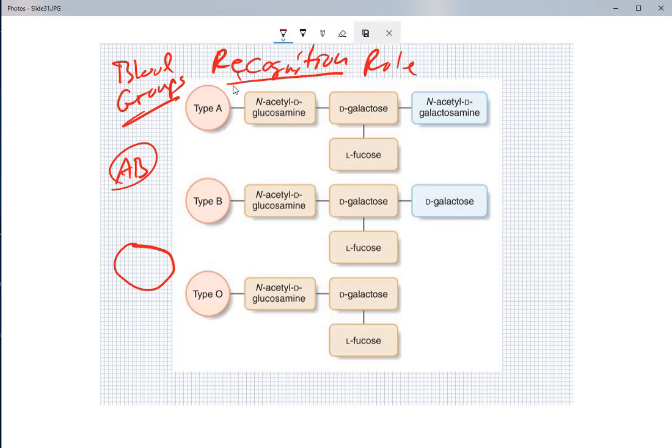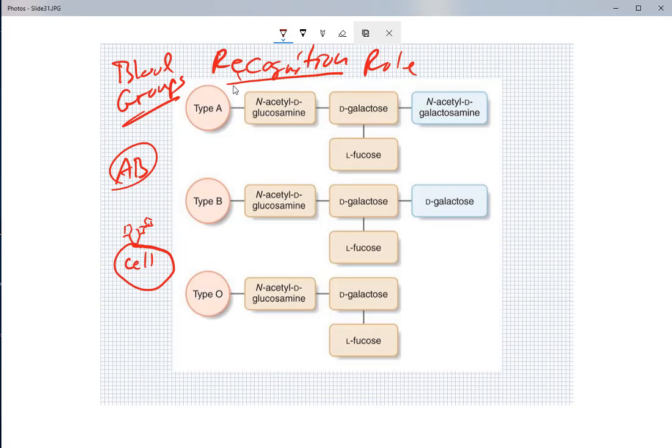So this is, say, a blood cell. There are polysaccharides that decorate the surface of the cell, and depending upon which polysaccharides are present, that's what blood group they belong to. So the organism can recognize self versus non-self based upon what carbohydrates are decorating their cells.